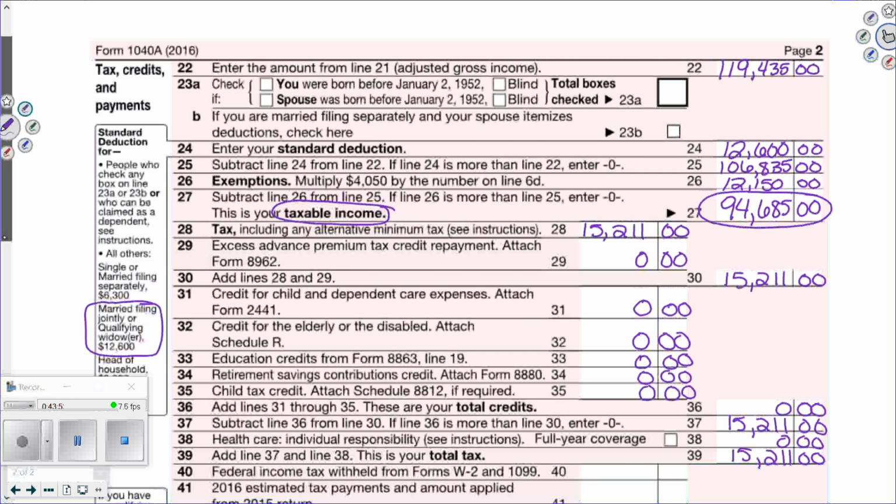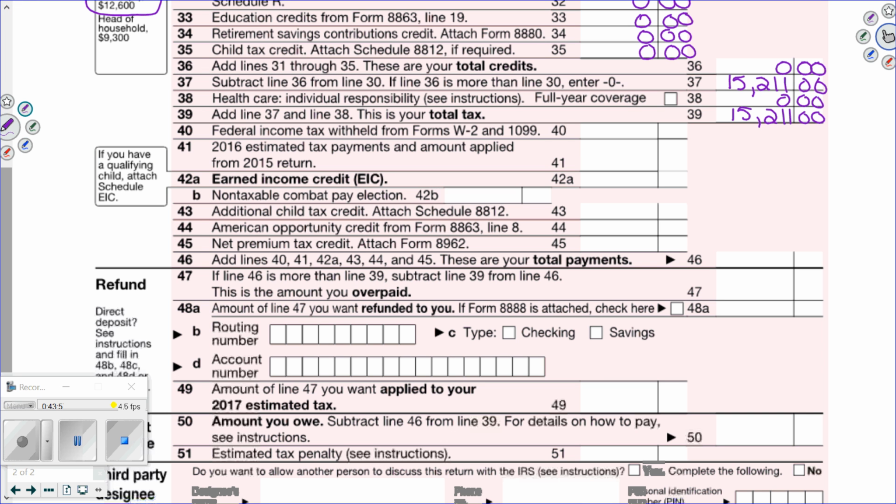I'm flipping through a lot of screens here. All right, so line 40 is 14,965. I just want to make sure we're clear. Everybody okay where that came from, the W-2 on the original problem?